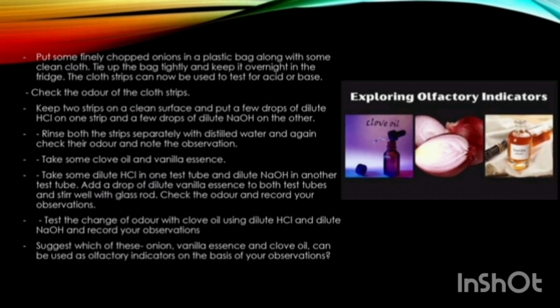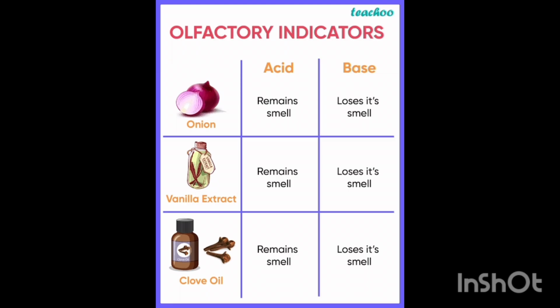So when we are mixing vanilla extract with hydrochloric acid, we observe that vanilla retains its smell in the acidic medium but loses its smell in the basic medium. When it comes to clove oil, we shall again observe that a different odor is observed from the two test tubes. So which one will be the best olfactory indicator on the basis of this observation? All the given examples, vanilla, onion, clove, can be used as olfactory indicators, because olfactory indicators are the substances that change their smell when added to acid or base.